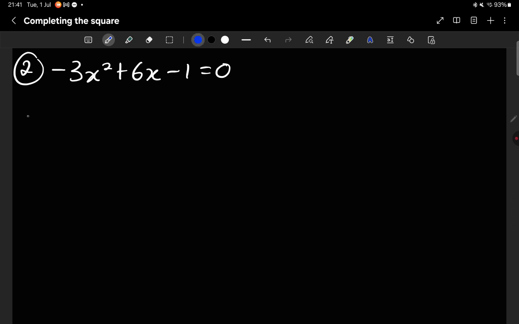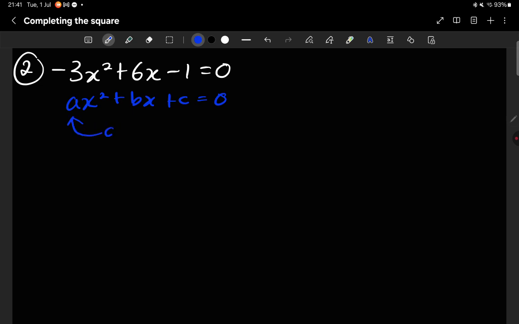Alright, let's check the first thing. We have the equation ax squared plus bx plus c is equal to 0, and we have to make sure that a is equal to 1. If you see here, in our case, our a is negative 3. We cannot continue completing the square when there's a negative 3 in front. So how do we get rid of it? Well, we can simply divide the whole equation by negative 3.